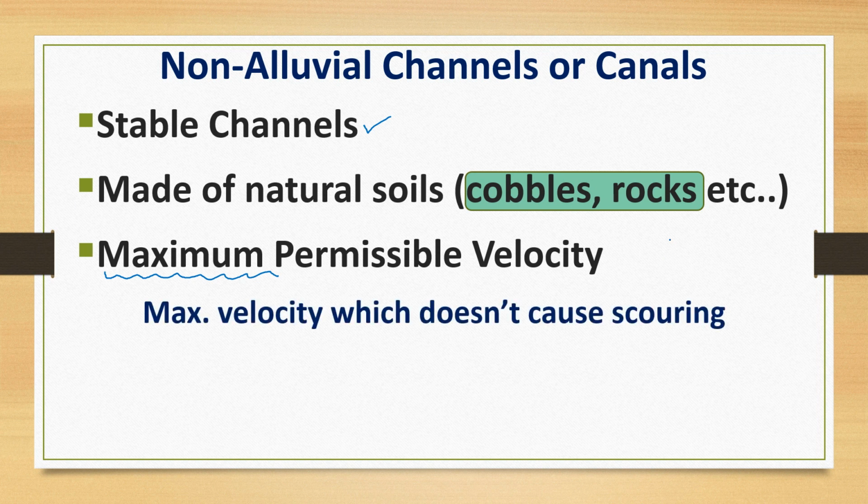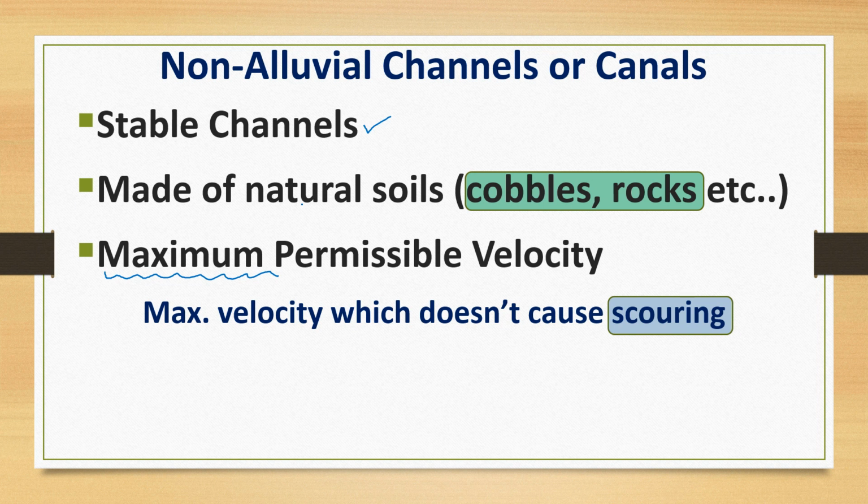So what is maximum permissible velocity? It is the velocity at which there is no scouring. If there is no scouring at a velocity and it is the maximum value, then if we increase the value even a minute beyond this velocity, scouring will start. So that is the maximum velocity at which scouring does not start.